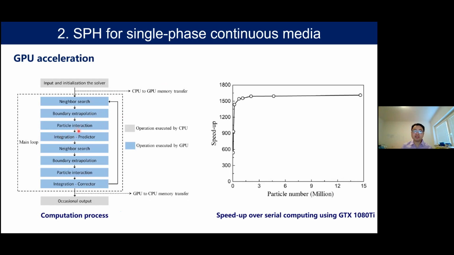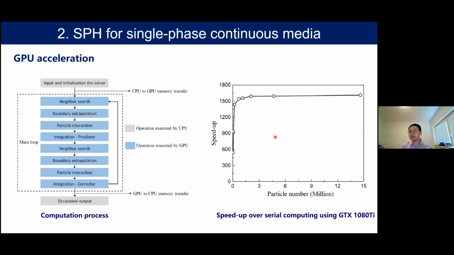And do the integration here. Then we can repeat this in another loop. This is a second-order predictor-corrector computation. And all these processes can be accelerated using GPU.